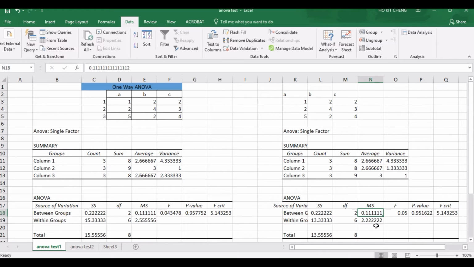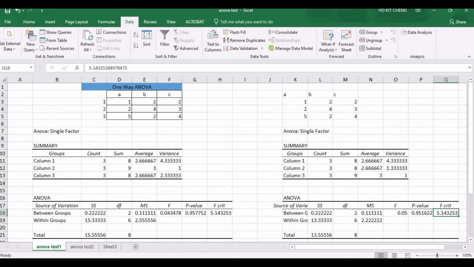And here is the MSB, and here is the MSW, and here is the F test statistic, which is equal to MSB over MSW. And here is the F critical value. If we check the F table with alpha equal to 0.05, we can see that F(2,6) will be 5.14.